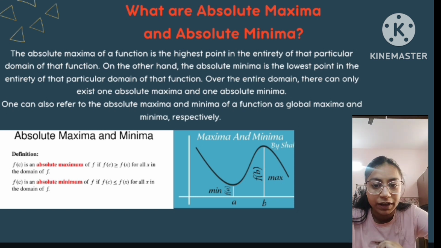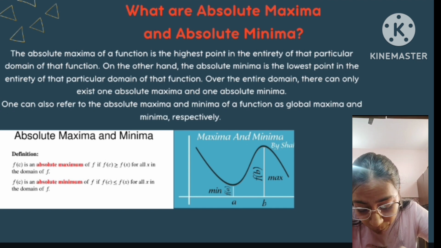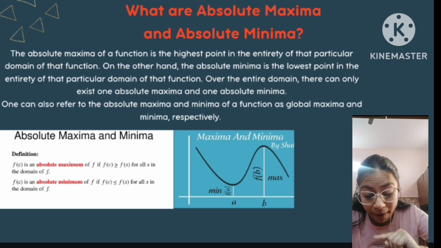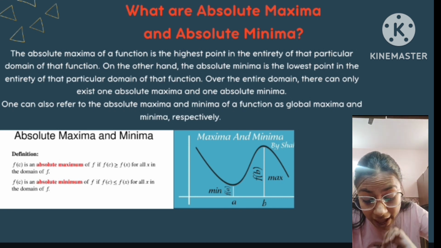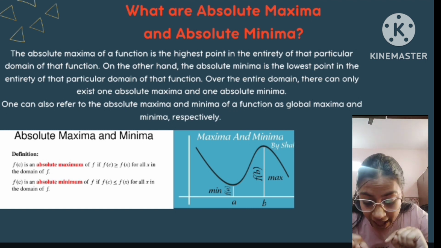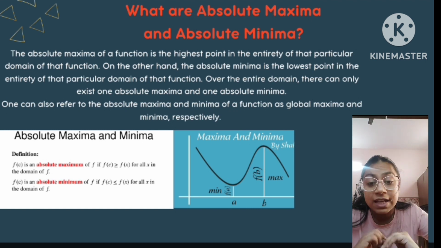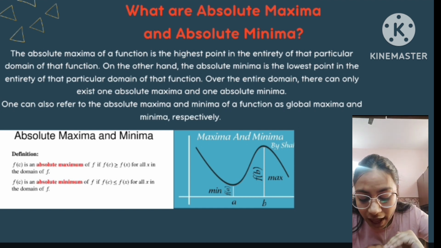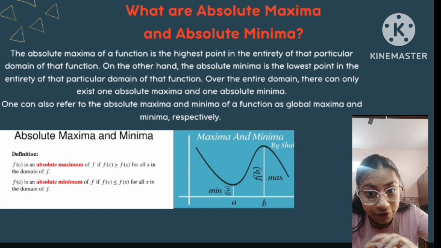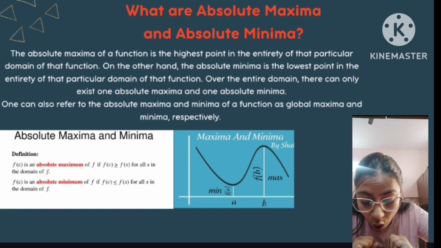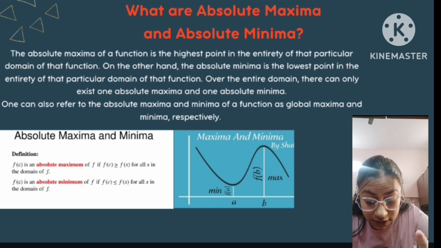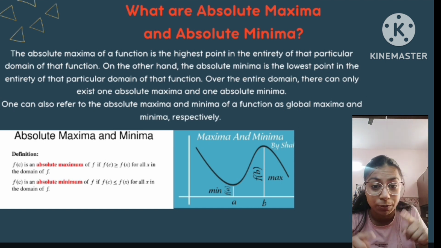If we see the mathematical definition, suppose there is a point c in domain D, then f of c is the absolute maxima of function f if f of c is greater than or equal to f of x for all x in the domain of f. Similarly, f of c is an absolute minimum of f if f of c is smaller than or equal to f of x for all x, and most importantly, in the domain of f.